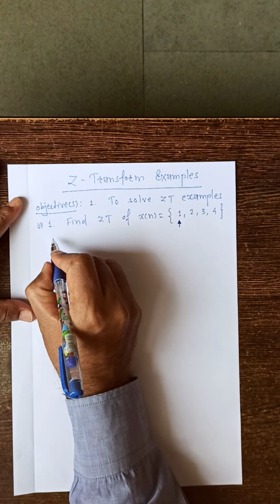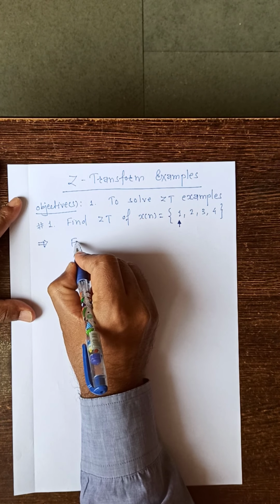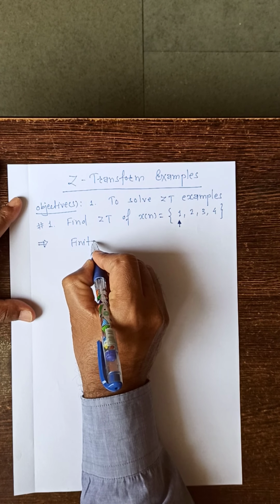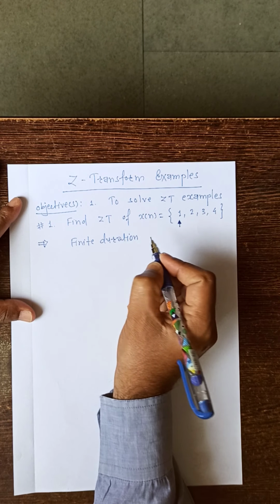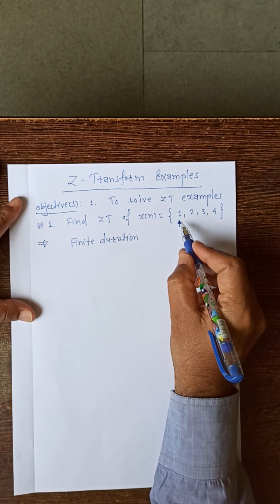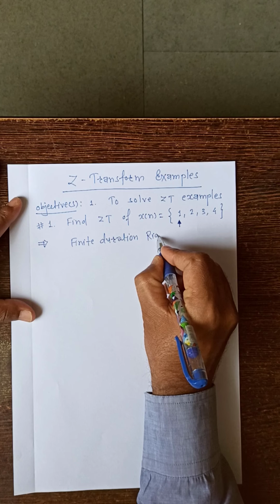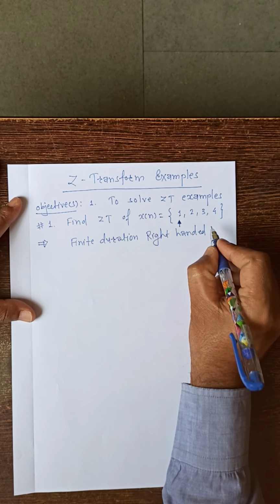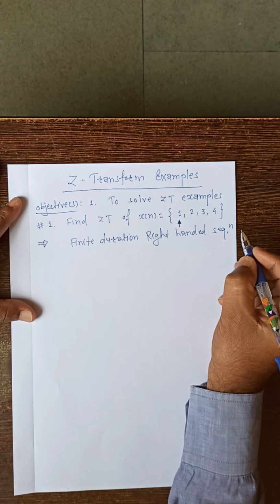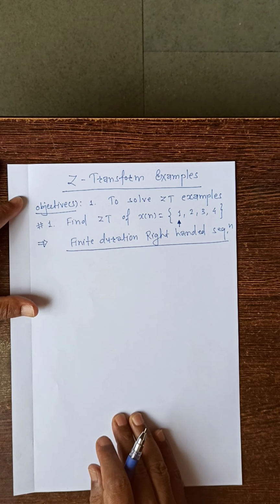So we'll start solving this example. Finite duration. So samples are only 4. So you can say this is finite duration. So the first sample is starting at the 0th position. So basically we call it the 0th position. Finite duration, right-handed sequence. So the type of this sequence or this signal is finite duration right-handed sequence.